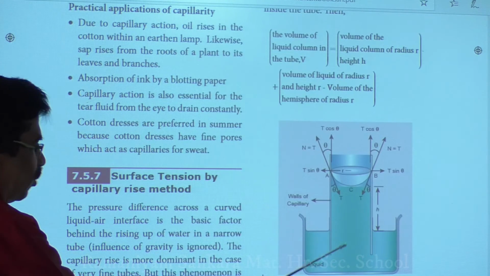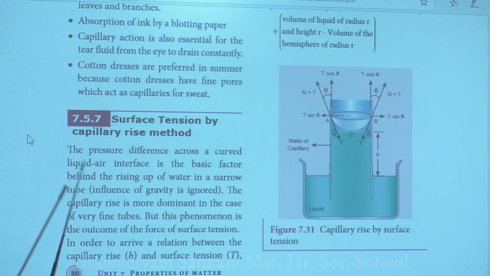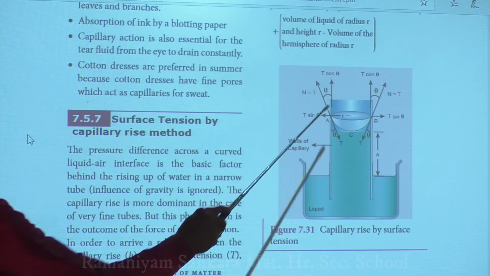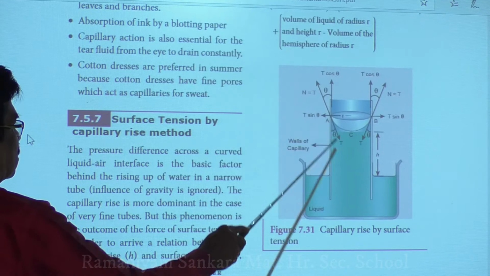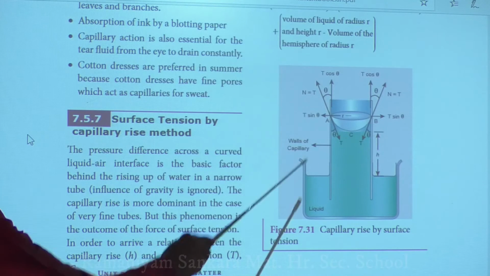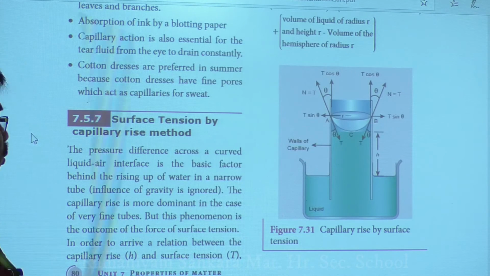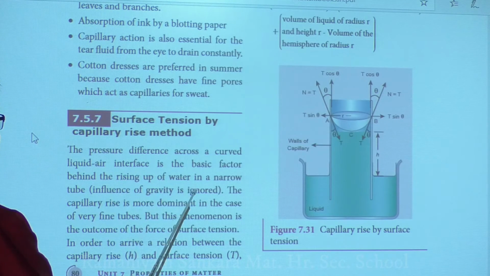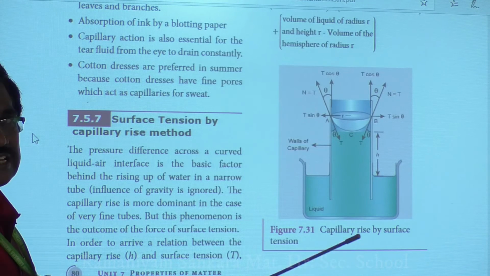Drawing this diagram carries 1 mark and this explanation 1 mark. The pressure difference between the upper side and lower side of the meniscus, the curved liquid-air interface, is the basic factor behind the rising of water in a narrow tube. Narrow means a very, very small hole. The influence of gravity is ignored; here we are not taking gravity into consideration.